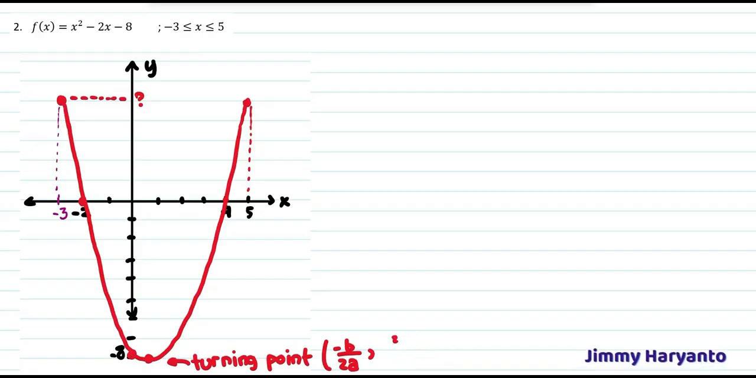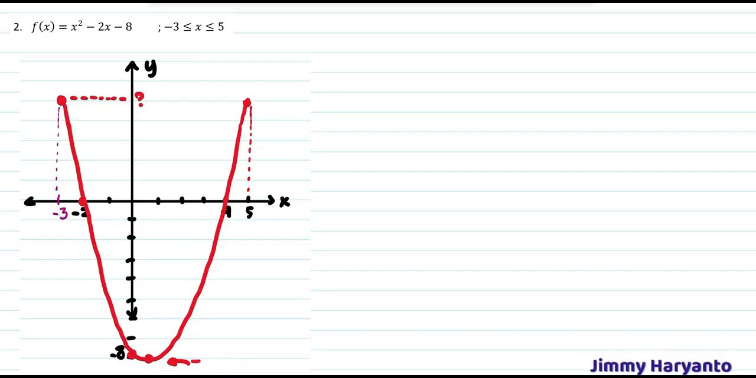But in this question I will tell you the values instead. So x is 1, and the value of y is negative 9. The lowest point in this question is negative 9. And then because x is limited from negative 3 until 5, that means we have a highest point. For the highest point we have to calculate it first.